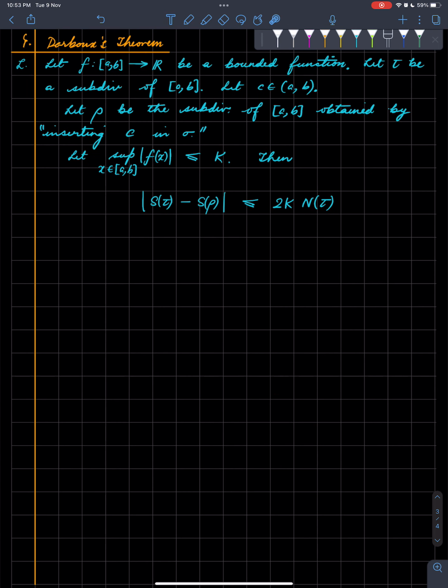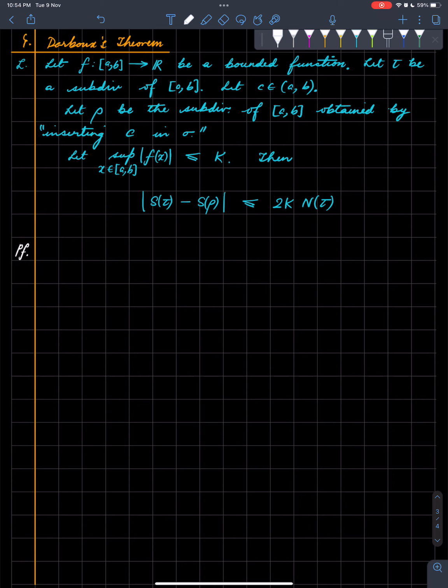Okay, so here is your statement. And well, since rho is a refinement of tau, there is no need for putting absolute values. This already is at least as much as that. So I could just drop absolute values, but I have put it there just for some psychological, at least for my own psychological well-being. What is it saying? It says that by just inserting one point in a subdivision, you don't really change the upper sum too much. That's the message of this lemma, and let's prove it. It's very, very easy to prove.